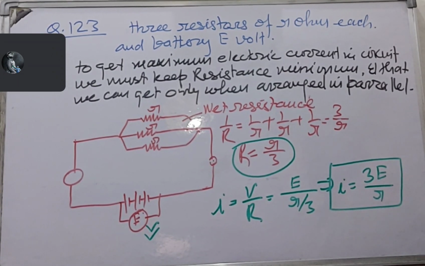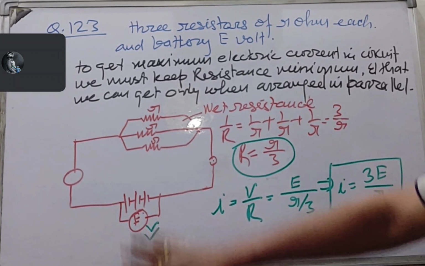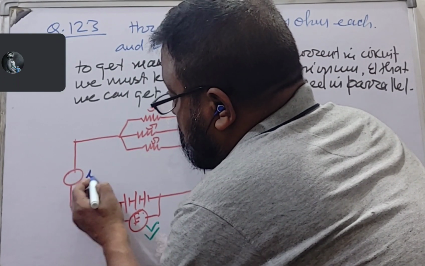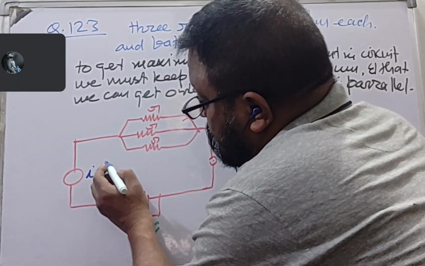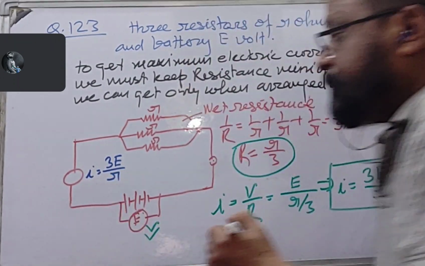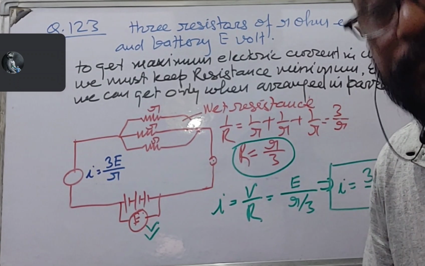So when resistors are kept in parallel, then we get the minimum resistance in the circuit, and that's why we have arranged the resistors here in parallel, and potential difference is E. So current in the circuit will be like this. So I is equal to 3E upon small r. That's it. So, thank you.